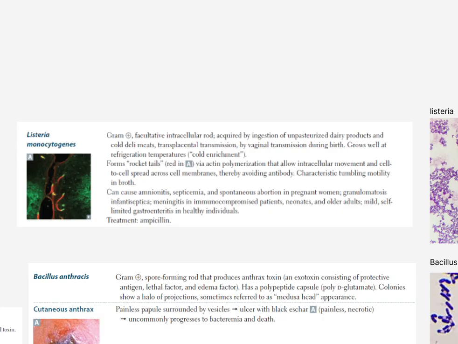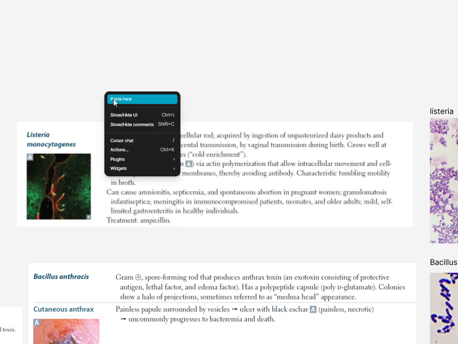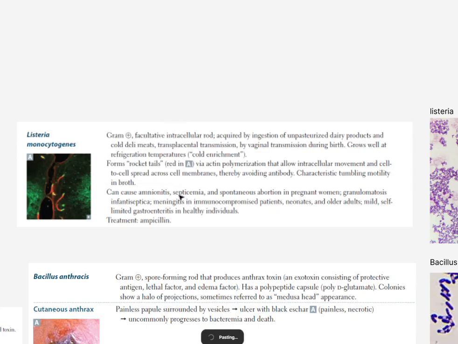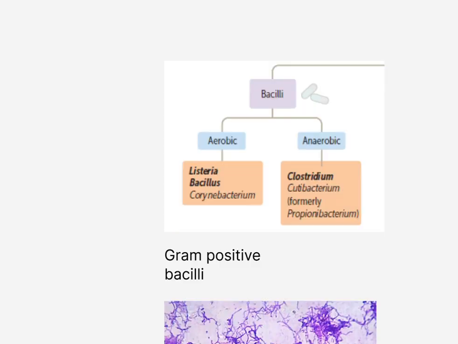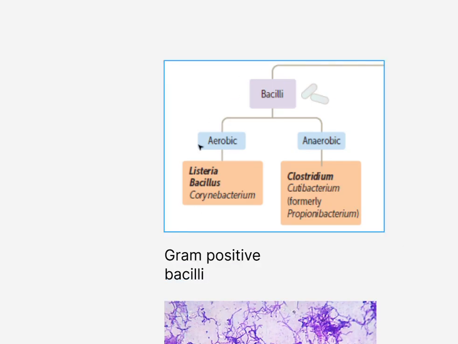So remember that a buzzword to remember Listeria would be cold growth. So it's basically grown in refrigerator, right? So you'll see it in unpasteurized milk and dairy products, right? So when we saw bacilli, we saw the aerobic bacilli, right? So we've done Listeria. Now we will look at bacillus, right?